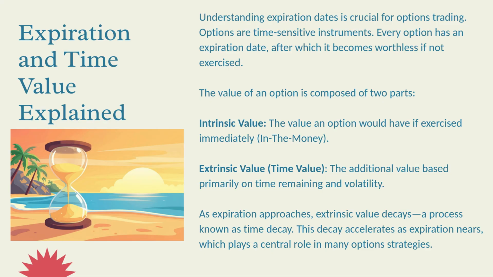The value of an option is composed of two parts. Extrinsic value is really the time value that we're talking about. Extrinsic value is the additional value based on the time remaining and the volatility of the option. Intrinsic value is the value an option has when you exercise it, so these would be what we call in the money. As expiration approaches, extrinsic value declines. That's known as time decay, and that process accelerates as the expiration nears, which plays a critical role in many of our decision-making and our strategies.